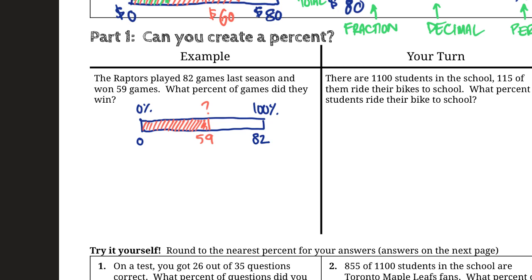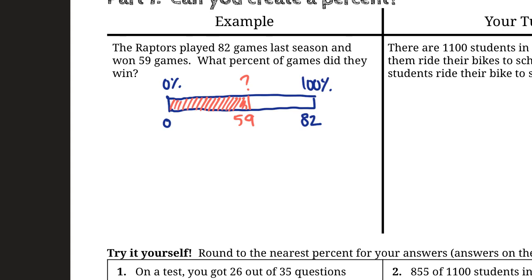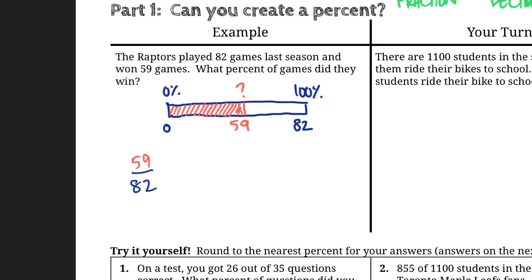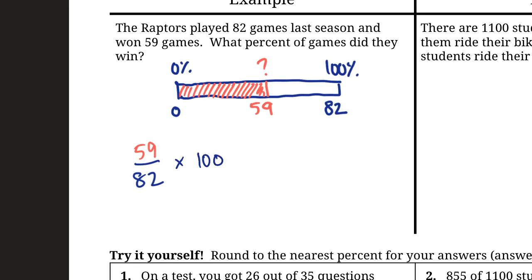So we can probably guess just by looking at this, we can say it's probably going to be around 50%, maybe a little bit more, maybe a little bit less, right? So how do we do it? Well, we're actually going to do it in the same way that we did the previous question. We find the fraction, then we find the decimal, then we find the percent. So they won 59 out of 82 games. So I can do that decimal on my calculator. But remember, I'm going to end up multiplying it by 100 once I have that decimal. So I don't actually need to show that step. I can just show multiply by 100 because my calculator should be able to do this whole thing at once. So I can do 59 divided by 82 on my calculator times 100, and it should give me the answer of 71.95%.